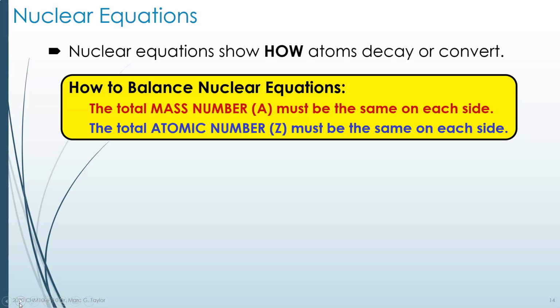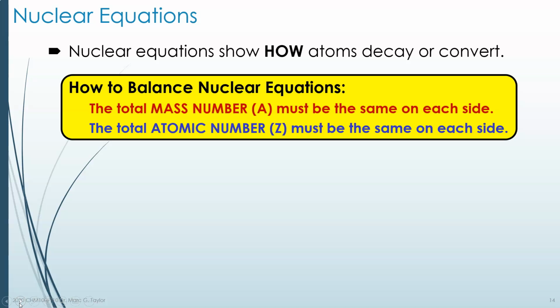And the easiest way to think about this is that you're going to be balancing two things on either side of the nuclear equation. The total mass number, A, must be the same on both sides. In other words, you count up all the mass numbers on the left, they should equal all the mass numbers on the right. And the same thing goes for all the atomic numbers, Z. All the atomic numbers on the left should be equal to all the atomic numbers on the right.